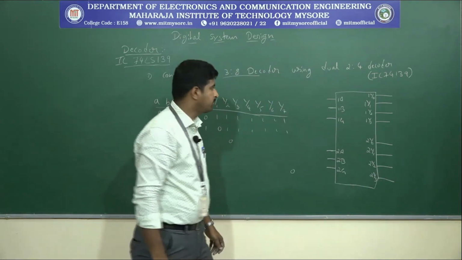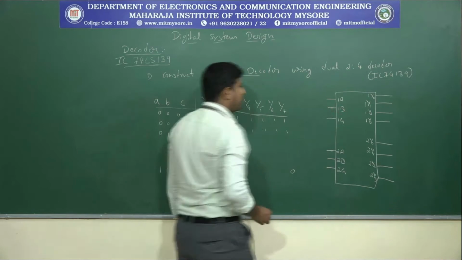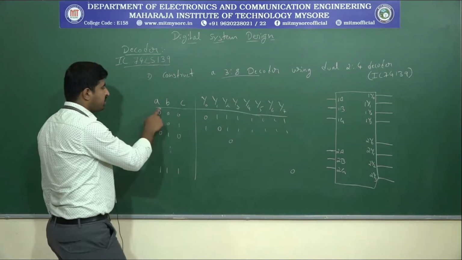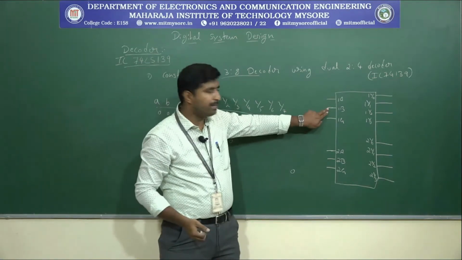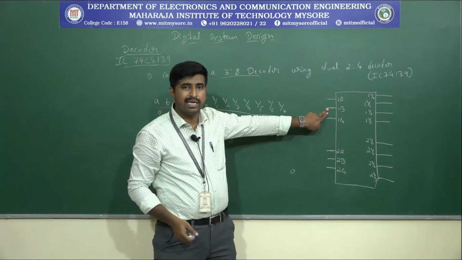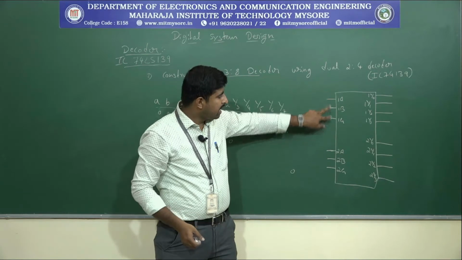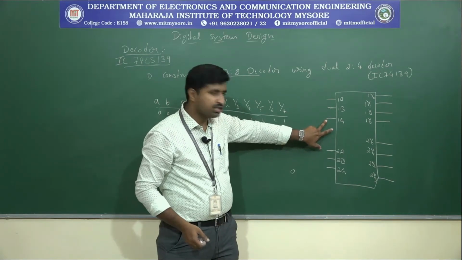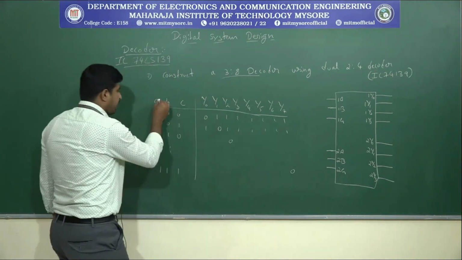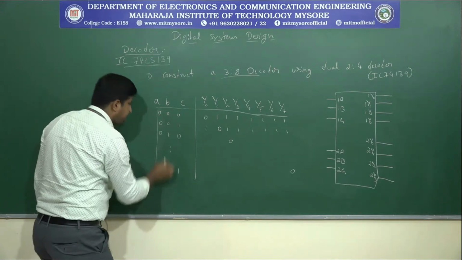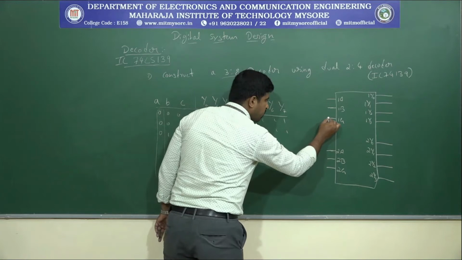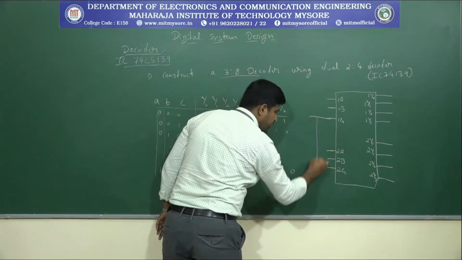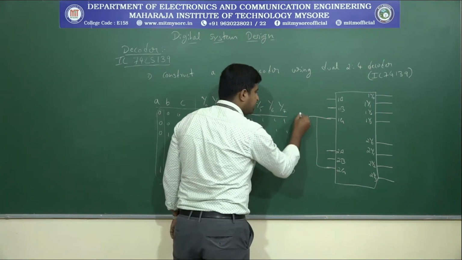Okay. Now we need to implement. So always we know that MSB must be connected to the B and A, and the remaining should be connected to the G here. So whatever terminal you have taken as A, that will be connected to the G here. So 1G and 2G will be shorted together, and this will be connected to the A.